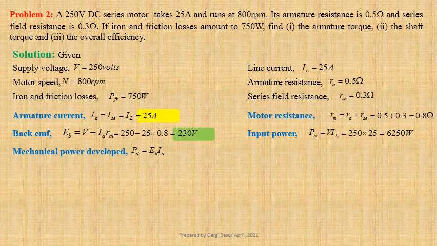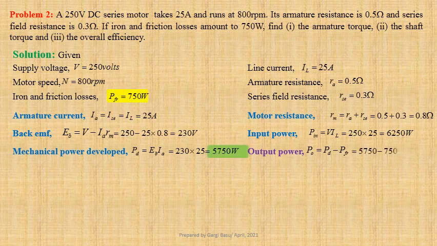That is equal to 230 into 25. That gives us 5750 watts. Output power Po equals Pd minus Pfr. Using values, we get 5750 minus 750. That is equal to 5000 watts.